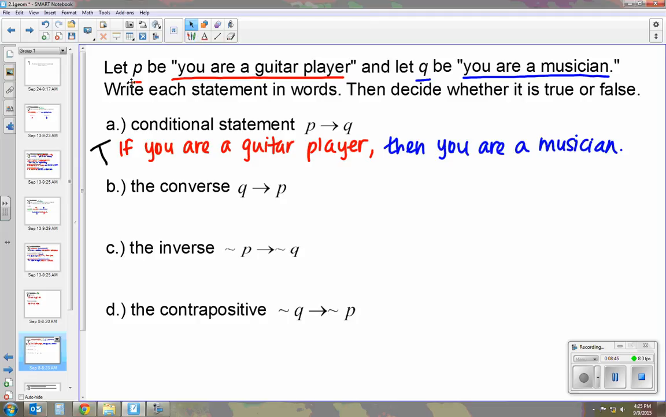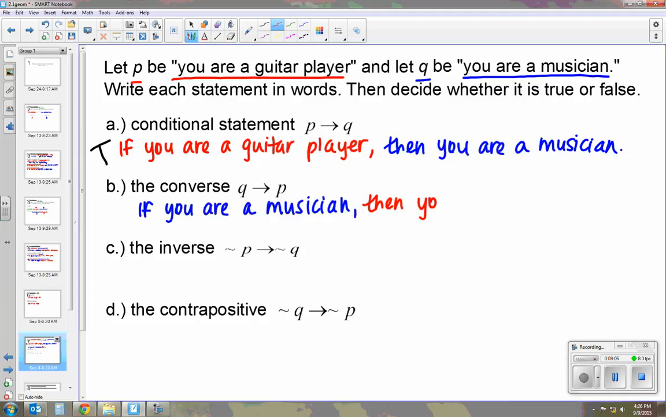Now we're going to write the converse, and it shows us to switch the P and the Q. The Q goes first, then the P. So we're going to say, if you are a musician, then you are a guitar player. And as we've seen this before, this is false because you can be a musician and play a different instrument.